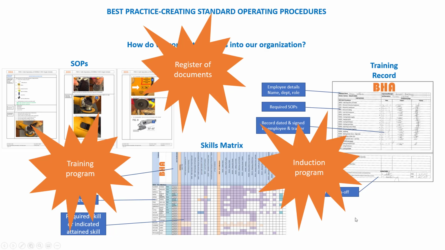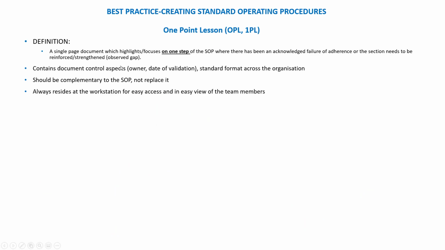I just want to cover one more aspect related to the SOP, and that aspect is the 1-point lesson. By definition, a 1-point lesson is a single-page document which focuses on one particular step of the SOP where we've acknowledged a failure to adhere to the SOP, or we've seen a gap that we need to reinforce or strengthen. It contains document control aspects, and it's a standard format across the organisation. It also is complementary to the SOP, not replacing it. And it always resides at the workstation for easy access, so all the team members can see it.